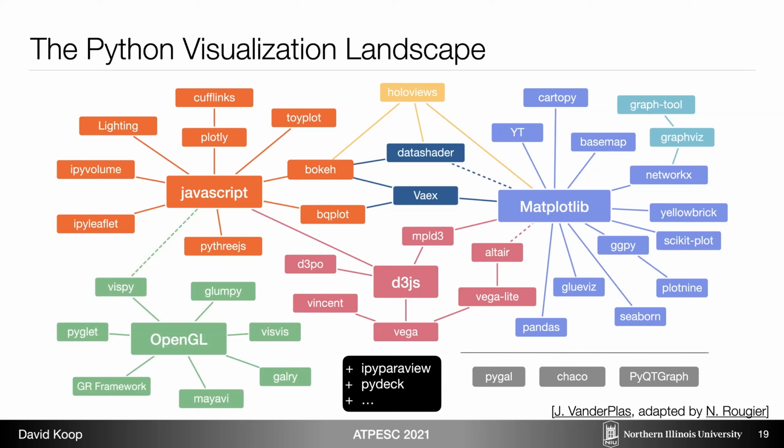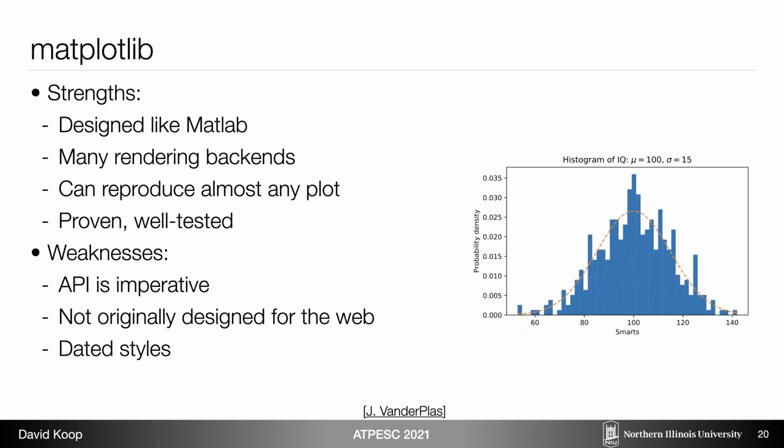I want to focus in on a couple tools because they take different tacks at visualization. One is Matplotlib, which if you've done visualization in Python, you've probably encountered before. It has some strengths. It's quite proven and well tested. It has some links back to MATLAB in terms of the syntax structure. You can do almost anything you want with it. There are some weaknesses in the imperative API. It wasn't really designed for today's web, where notebooks run. Notebooks run in the web environment. Some of the styles might be a little dated if you look at some of the original Matplotlib defaults and things like that.